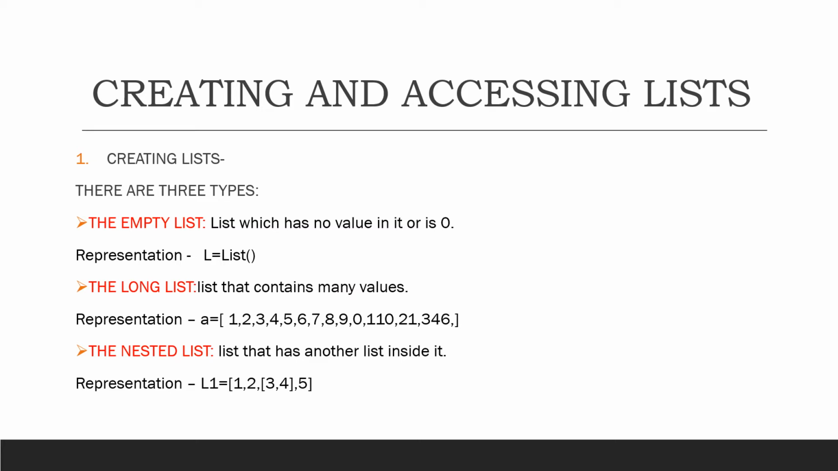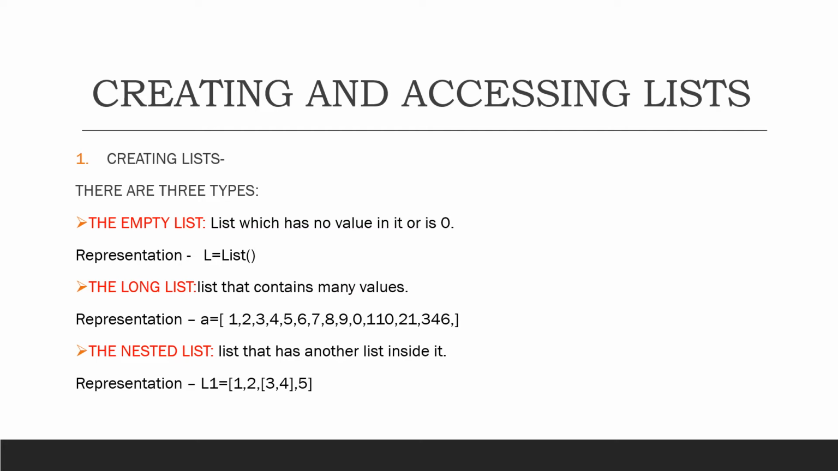Creating and accessing lists. In this there are three types: empty list, long list, and nested list. In an empty list there are no values in it. To represent this we write L is equal to list with parentheses and nothing in it. The second one is long list. It contains many values, more than 2. It can be 10, 20, and even more. This is represented with any variable you like, such as ABC is equal to, and in square brackets you give the values with commas in between.